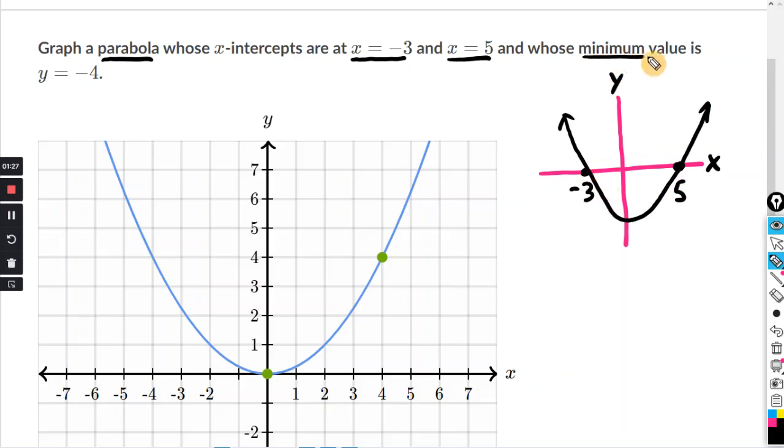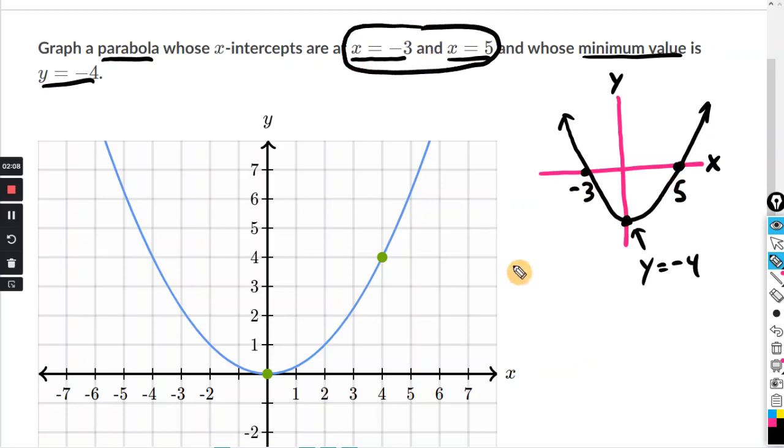Now it says the minimum value is y equals -4. So this point right here is y equals -4. Now the only problem is, and I didn't draw it that great, this point isn't necessarily on the y-axis. We have to find the x-coordinate for this point. Well, it's actually pretty easy because it's going to be exactly in between -3 and +5. So we just have to find the midpoint of these two numbers, the middle number.